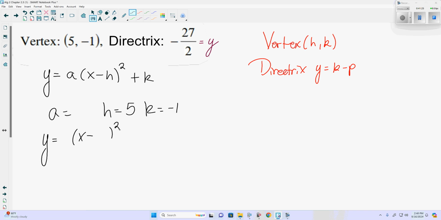So we'd have (x minus 5) squared plus negative 1. Well, we don't have to write plus negative 1. We can just write minus 1. Questions on this here? So what are we missing?